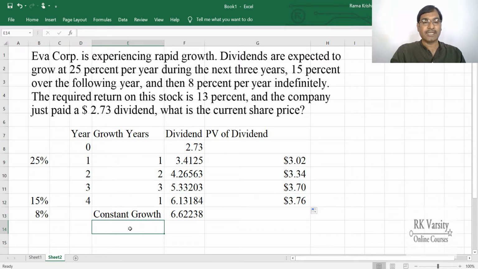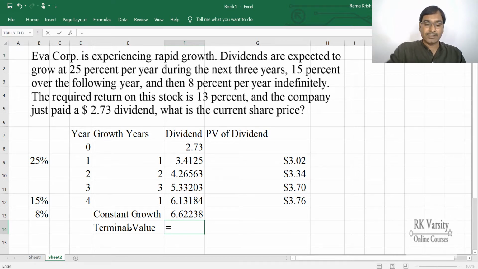First you need to calculate the terminal value. As you know, terminal value is dividend upon Ke minus g. So this equals the constant dividend upon Ke, that is the required rate, 0.13, minus 0.08. This Ke minus growth rate needs to be in brackets. Then press the enter key. You have a terminal value.